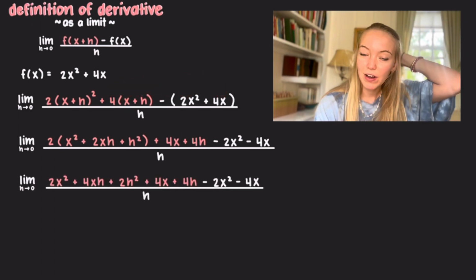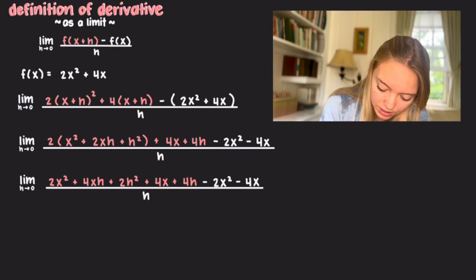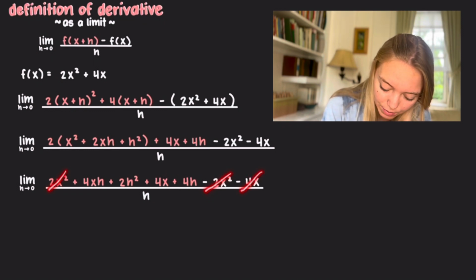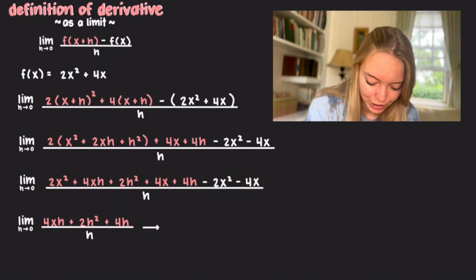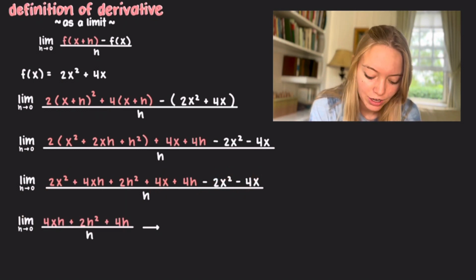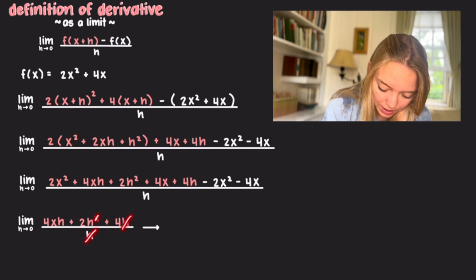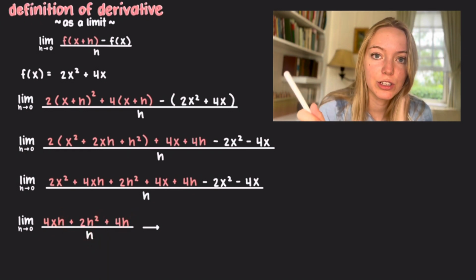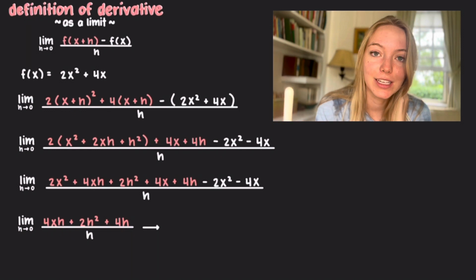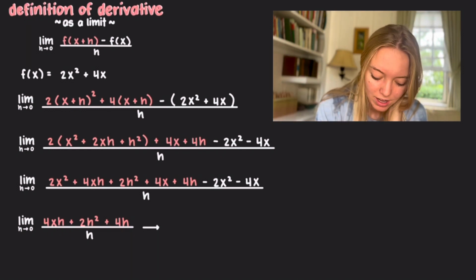So once we've simplified, now we can look to make sure the things in white are going to cancel out. So this 2x squared is going to cancel with 2x squared, and this 4x is going to cancel with this 4x, leaving us with 4xh plus 2h squared plus 4h all over h. So we can see that this h is going to cancel out of the denominator, which needs to happen. This is a crucial step, and if it's not happening, then you did something wrong with foiling or simplifying the f of x plus h function.